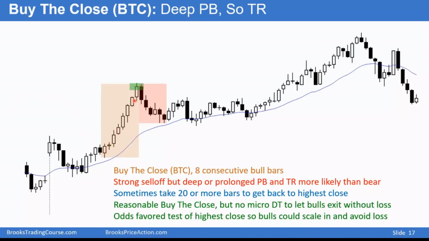Here we have a very strong rally. We have 8 consecutive bull bars closing on their highs. It's reasonable to buy at the market, buy above the prior bar, buy the close. Let's say you bought this close.